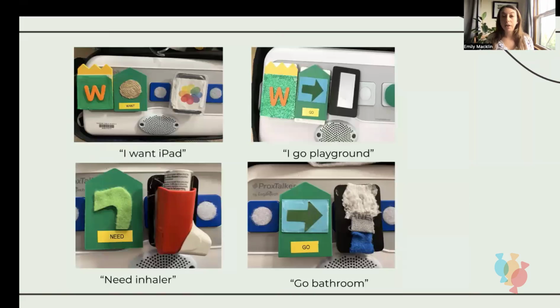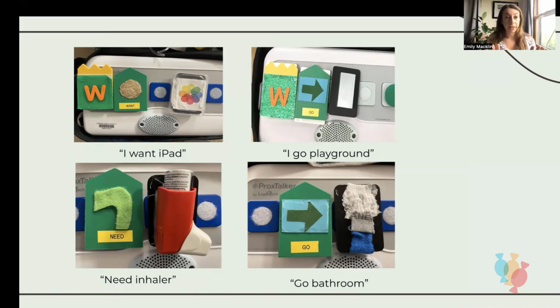So here's an example of how we can do some carrier phrases and some sentence starters with tactile symbols, as I was describing. The background here is actually a Prox Talker, which is an AAC device made by Logan Tech. I have a few students who utilize Prox Talkers with tactile attachments. We will talk about mid-tech plus tangible symbols in a little bit.